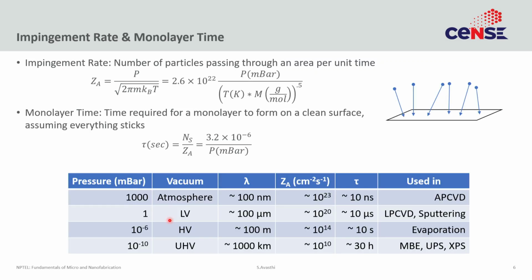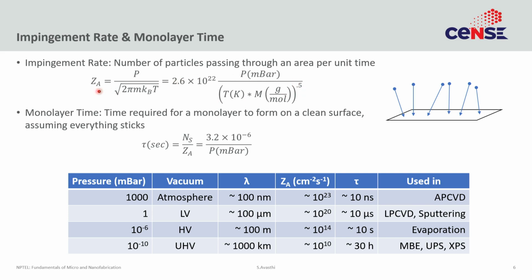Now, once you have the concept of mean free path, you can take it one step further and ask yourself, what is the impingement rate? Impingement rate is, supposing I had an arbitrary imaginary 1 centimeter square area, how many atoms will actually come and impact me per second, per unit time. Again, you can simply calculate this using kinetic theory of gases.